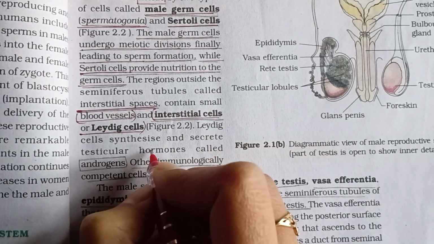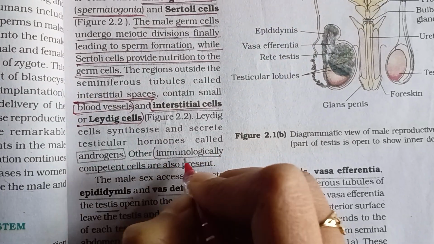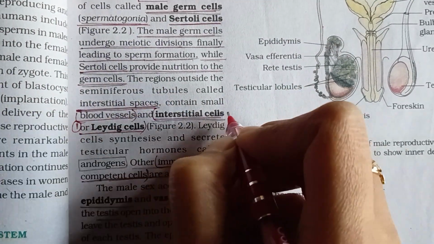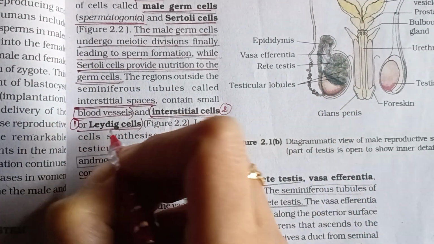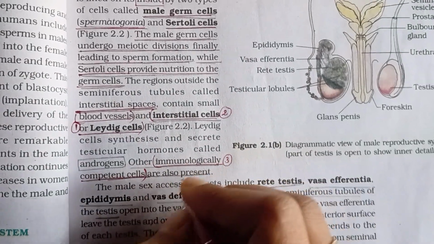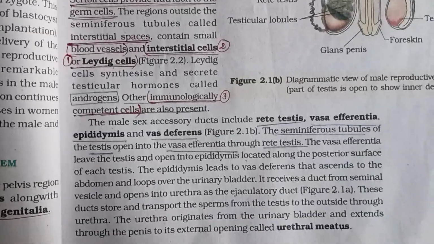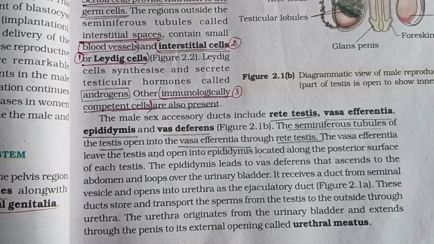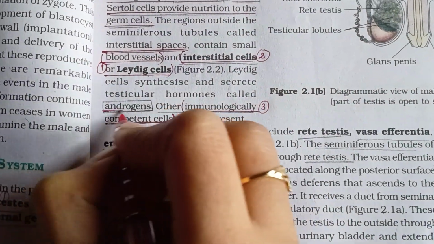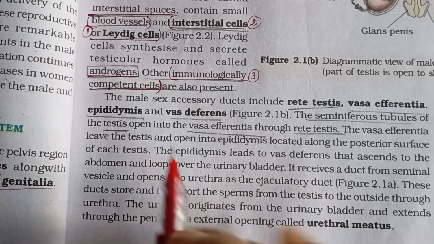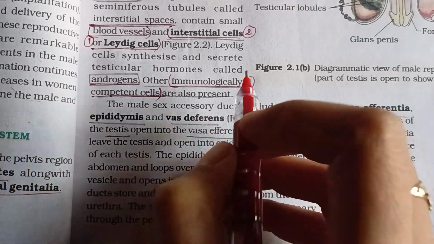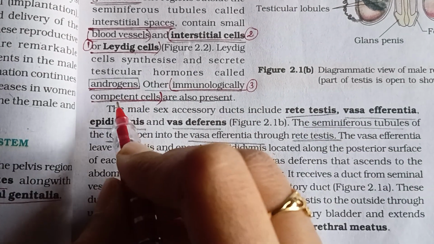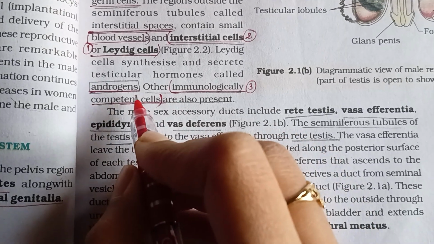It also contains some immunologically competent cells. So one is blood vessels, second is interstitial cells or Leydig cells, and third is immunologically competent cells. The Leydig cells synthesize and secrete testicular hormones called androgens. And luteinizing hormone acts on Leydig cells and facilitates the production of androgens.